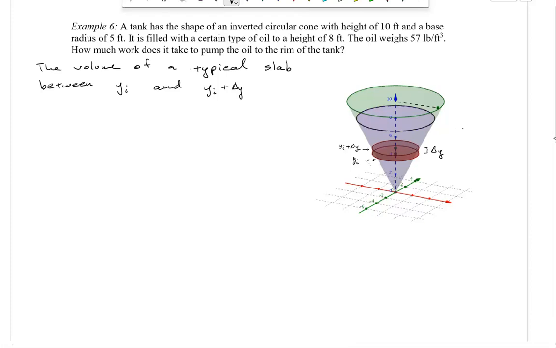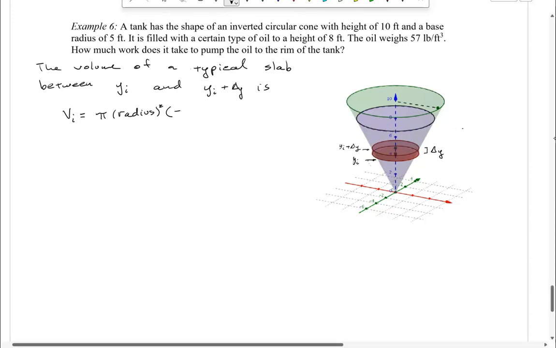But the volume of this is going to be, well, we know how to find the volume of a cylinder. We're going to call that V sub i, the volume of the ith slab. We have pi times the radius squared times the thickness of the slab. Really, that's just the cross-sectional area times the height of that little flat-ish cylinder. So we've got some similar triangles going on here.